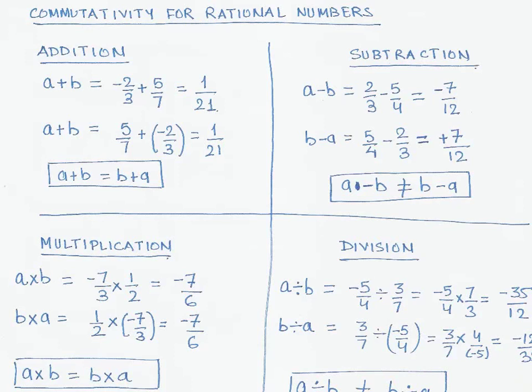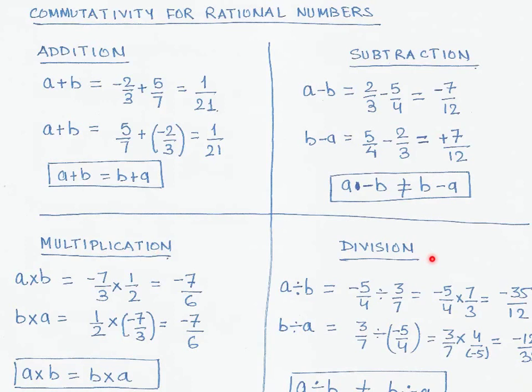Okay, so in this video, let us try to prove the commutativity for rational numbers under the operations of addition, subtraction, multiplication, and division by using a single example. Now let's begin with addition.